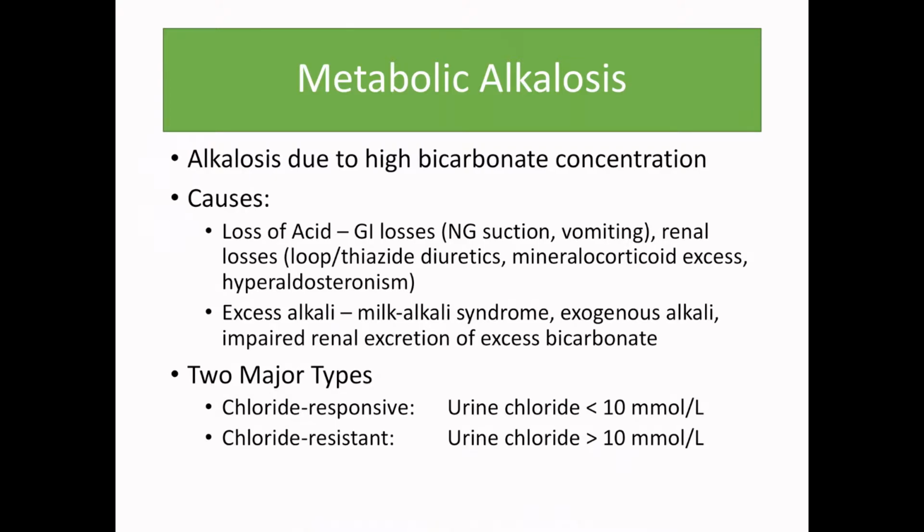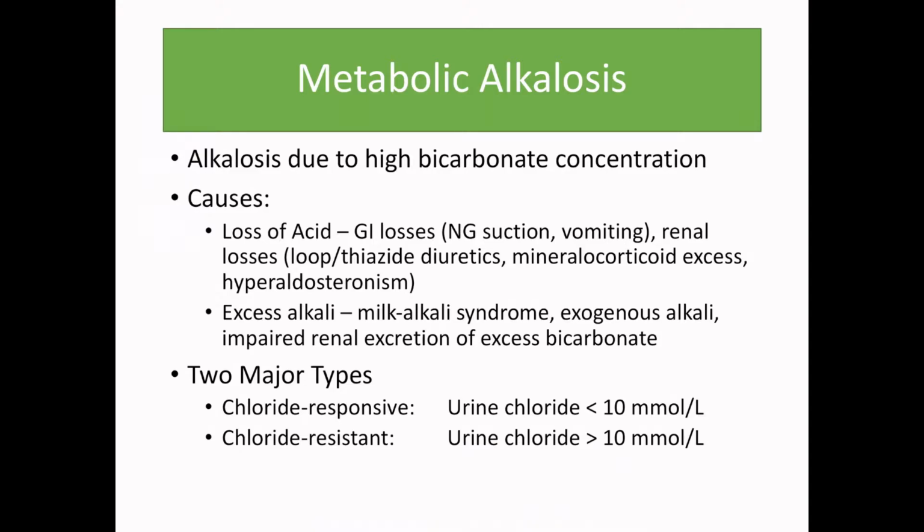You can lose excessive acids through different systems, but usually it's either GI losses, such as nausea, nasogastric suctioning, or vomiting, or renal losses, such as whenever you're giving excessive diuretics, or mineralocorticoids in excess. Excessive alkalis are usually due to either additional exogenous alkalis, such as in milk alkali syndrome, or just impaired renal excretion.